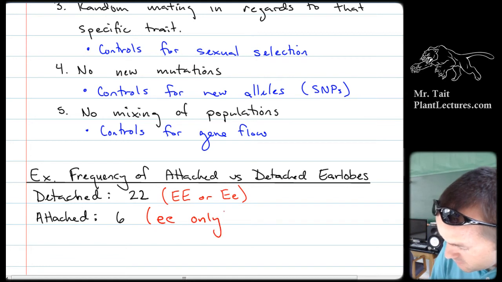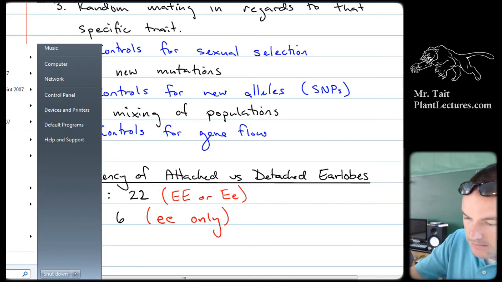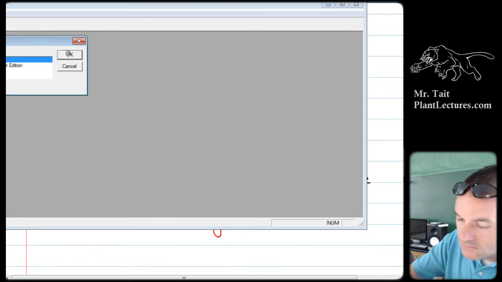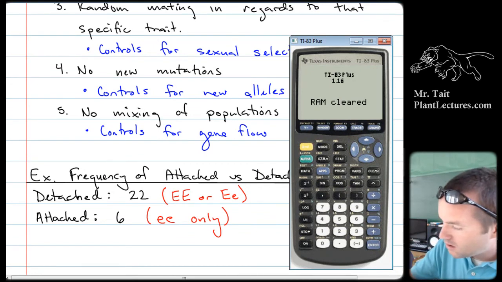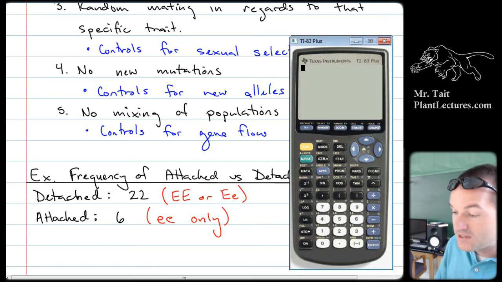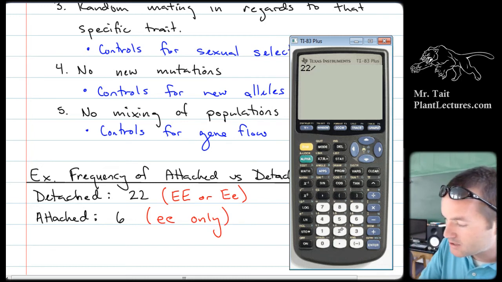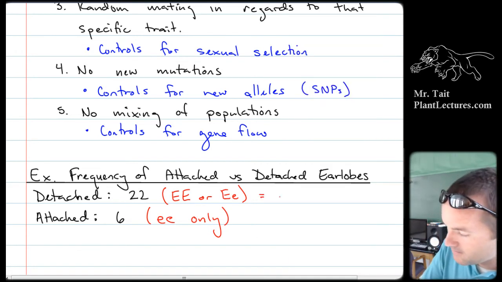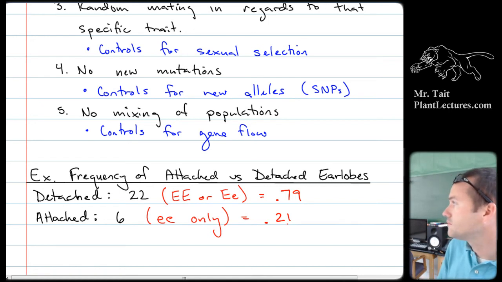Okay, so now we're going to go through and figure out our frequencies for it. The frequencies, we're talking about phenotypic frequencies here. So we've got 22 divided by a total of 28 people in the class. That gives us 0.79. And that tells us that this is going to be 0.21.